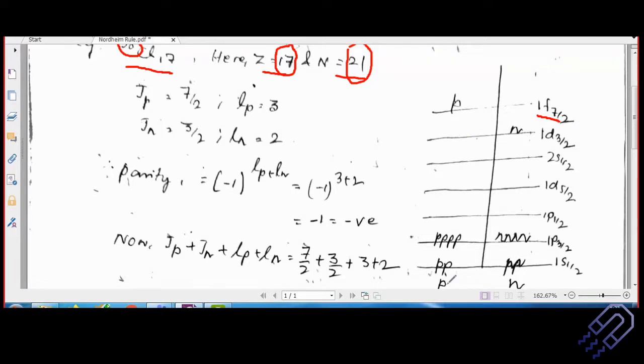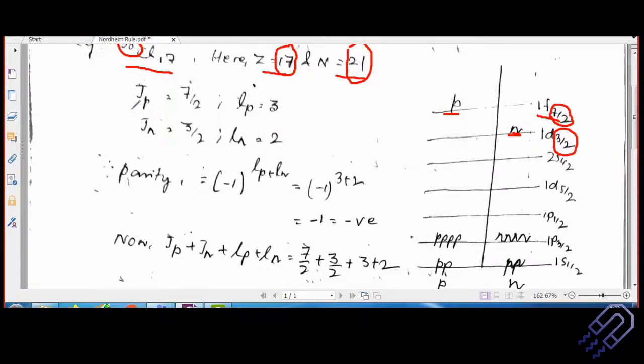On the other hand, if you fill the number of neutrons, again you do it and you see that there is an unpaired neutron at 1d3/2. So there is an unpaired proton at 1f7/2 and an unpaired neutron at 1d3/2. The problem here is we don't have a single J value which will contribute to the property. So how do I find out the resultant J value and the resultant parity, whether it is odd or even? This is the difficulty that we are going to tackle now.